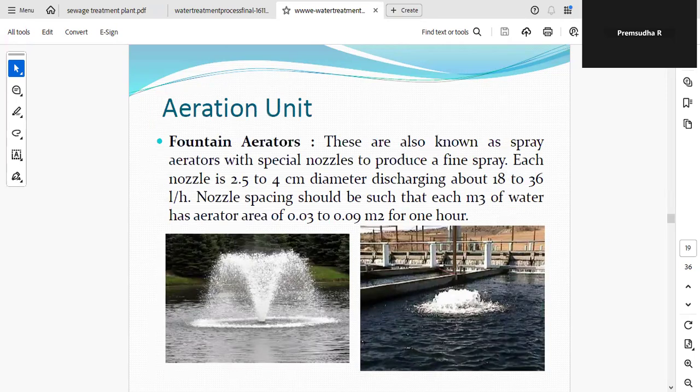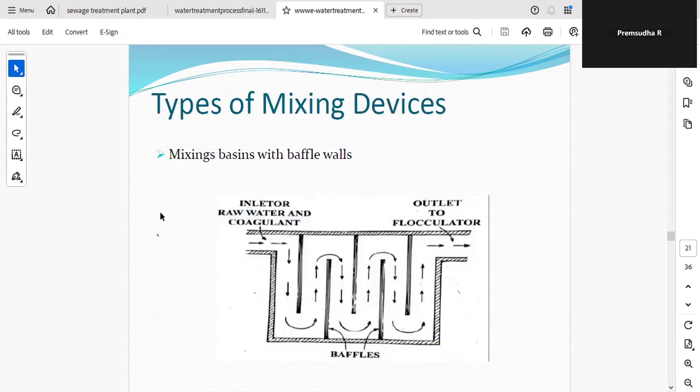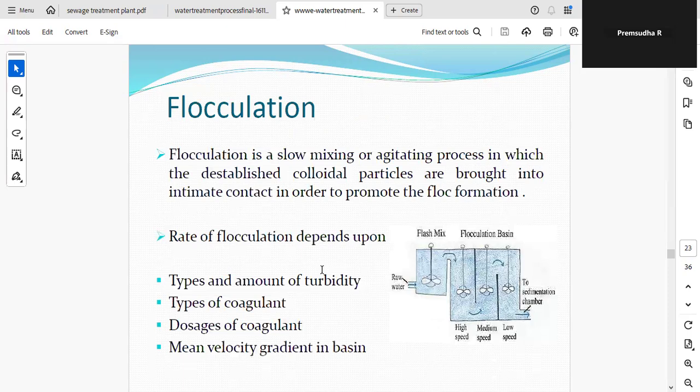Through the nozzle, air is pumped, about 36 liters per hour. In the mechanical aerator, mixing paddles and agitation are used. Paddles may be either submerged or non-submerged. Then we need the mixing basin where the coagulants are mixed, afterwards taken to the coagulation chamber, where we add the coagulant and mix with the paddles like an agitation.